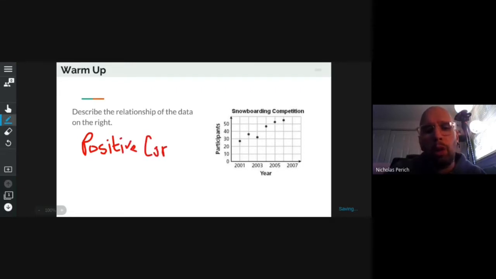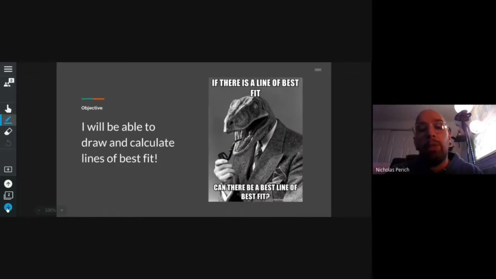and write a lot, which I don't want to do because the lag on this computer has been so bad lately, I could say as the years move on, there are more snowboarding participants in the snowboarding competition. And I can see that because I can draw a nice little line that fits those points. A line that fits those points leads us to talking about the line of best fit. If there's a line of best fit, can there be a best line of best fit?